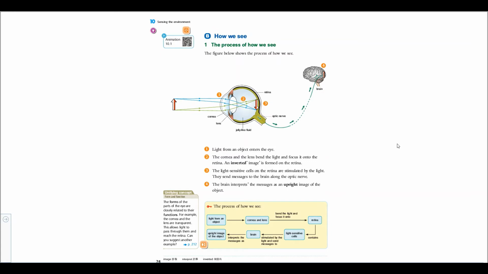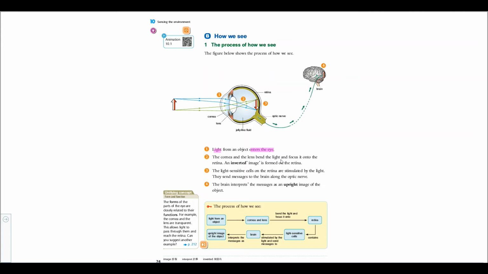Okay, so you have watched the animation. So let's talk about the 4 steps, how sight or vision is produced. So of course, first light has to enter the eye. So light enters the eye. Remember, when there is no light, you can't see anything, right? So it is all dark. Because light from the object enters our eye, we can see things.